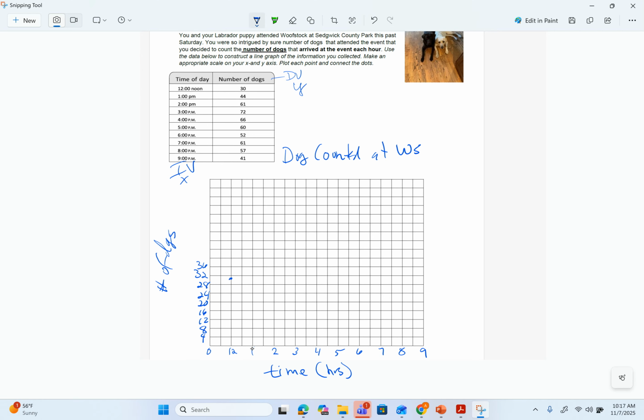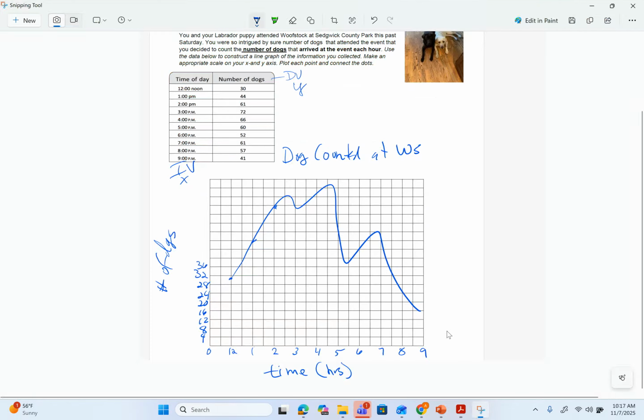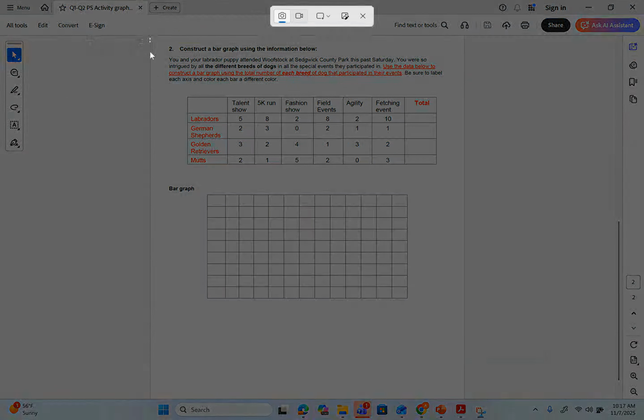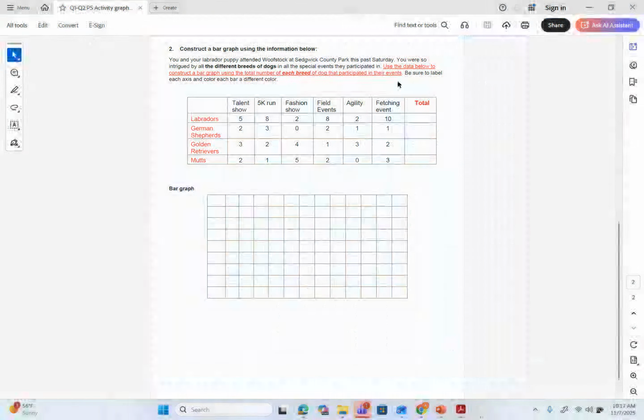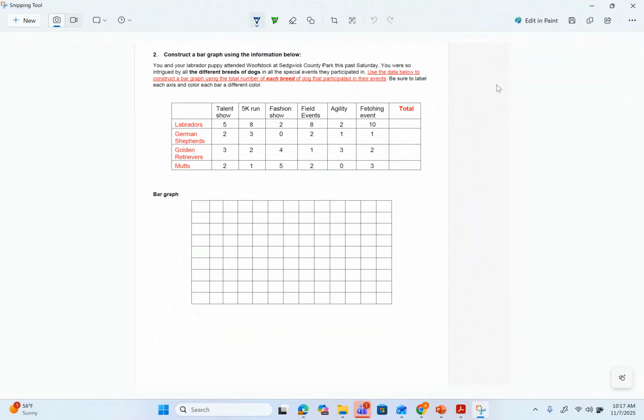So when it comes to the bar graph, let's take a look at that. The second one is a bar graph. Here it says you and your Labrador puppy attended Woofstock at Sedgwick County Park this past Saturday. You were so intrigued by all of the different breeds of dogs and all of the special events they participated in. Use the data below to construct a bar graph using the total number of each breed of dog.